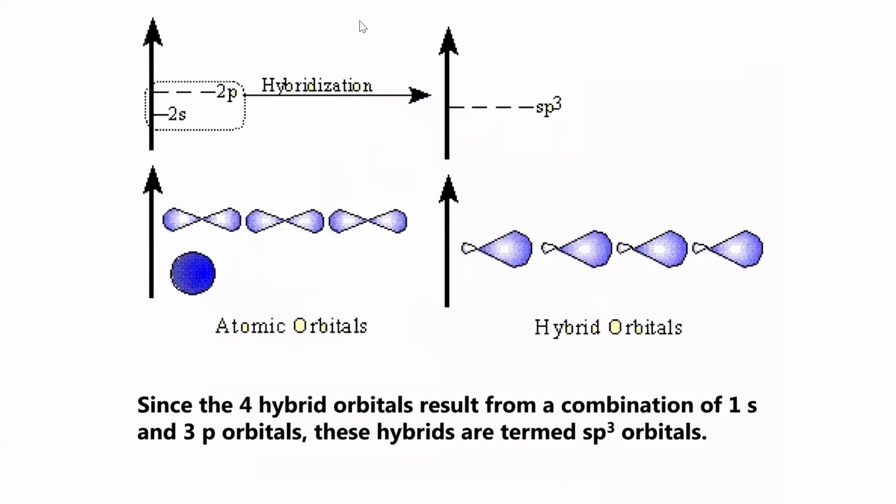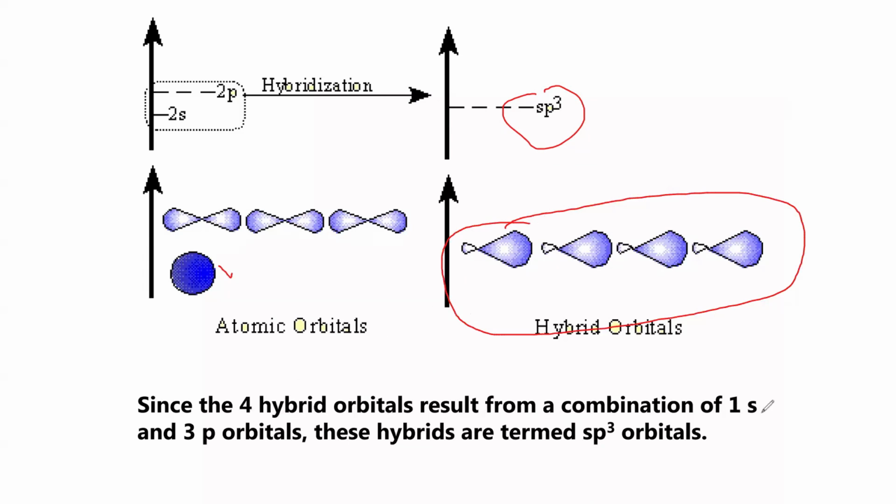This is the atomic orbital. We have our s orbital, and then we have our three p orbitals. They combine together to produce sp3 hybridization, and these are the hybrid orbitals. Since the 4 hybrid orbitals result from a combination of 1s and 3p orbitals, they are termed sp3 hybrid orbitals.